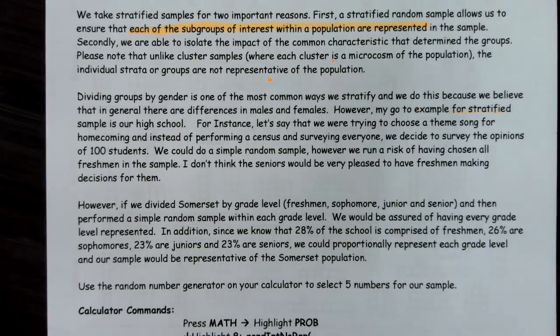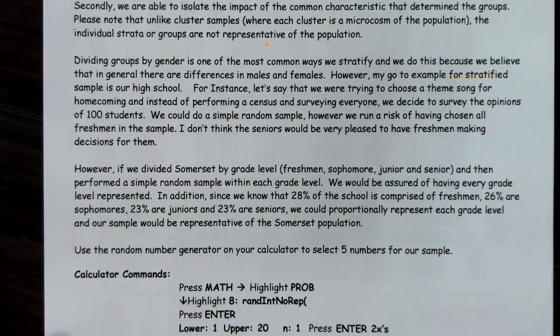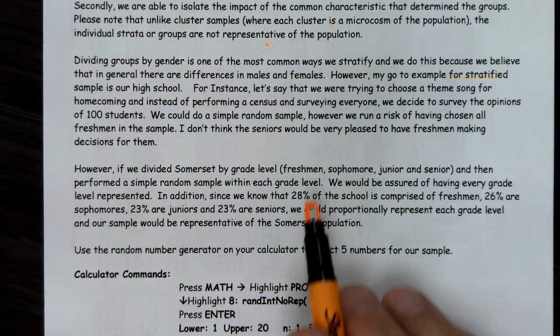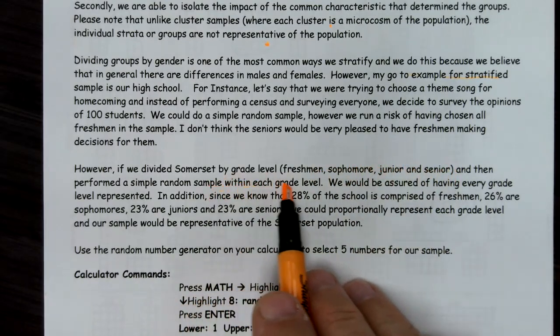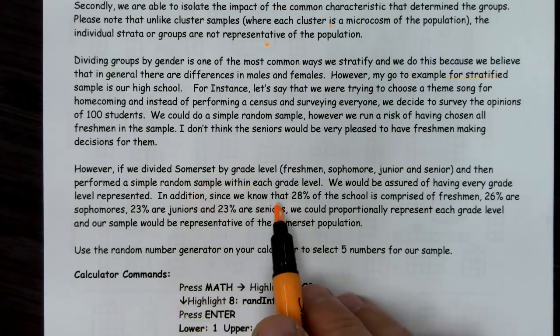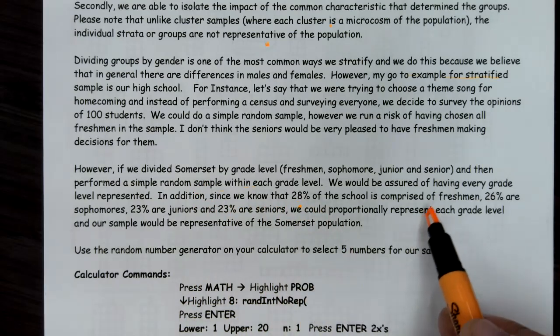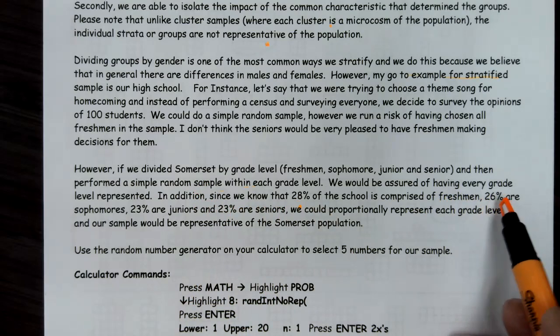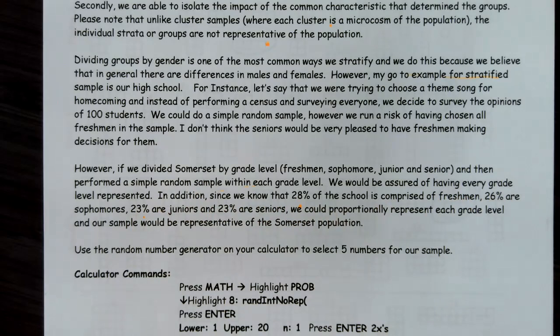or all seniors. If we were to use a stratified sample, if we divided Somerset by grade level, freshman, sophomore, junior, and senior, and then did a random sample within each grade level, we would be assured of having every grade level represented. All right. And since we know 28% of the school is freshmen, maybe 28% of our sample is freshmen, and 26% are sophomores, and 23% are juniors, and 23% are seniors. All right. So we could proportionally do it by grade level.